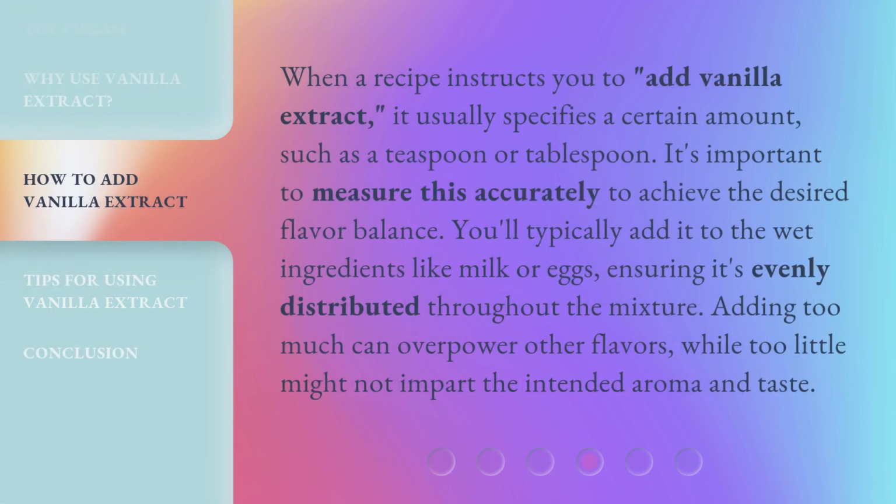When a recipe instructs you to add vanilla extract, it usually specifies a certain amount, such as a teaspoon or tablespoon. It's important to measure this accurately to achieve the desired flavor balance. You'll typically add it to the wet ingredients like milk or eggs, ensuring it's evenly distributed throughout the mixture. Adding too much can overpower other flavors, while too little might not impart the intended aroma and taste.